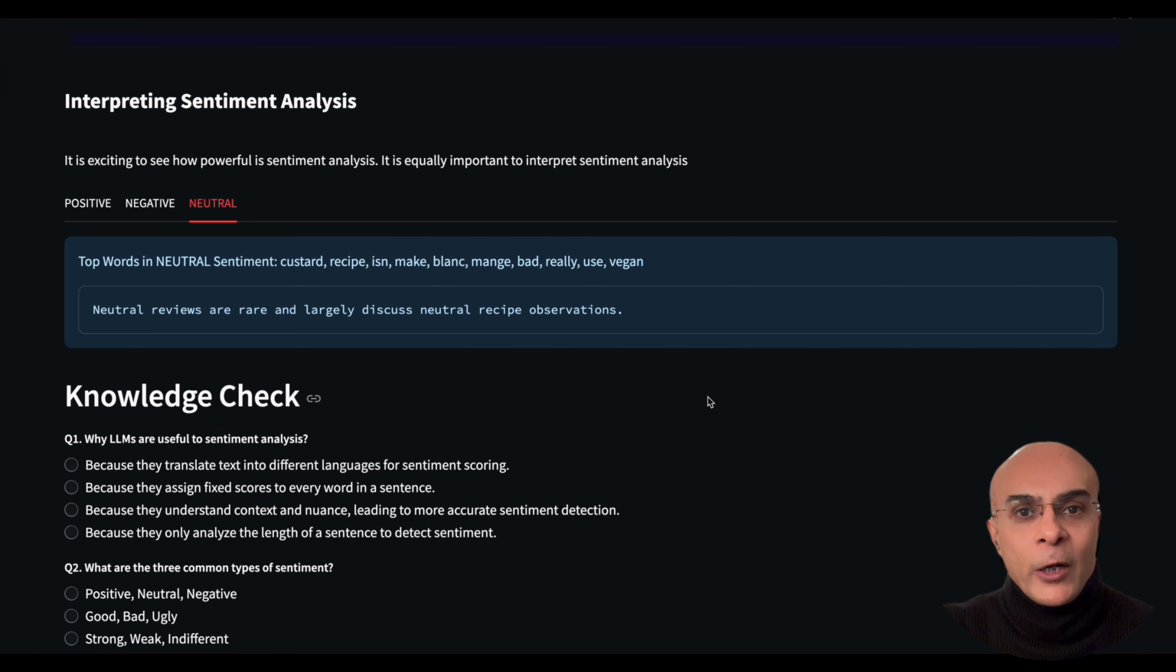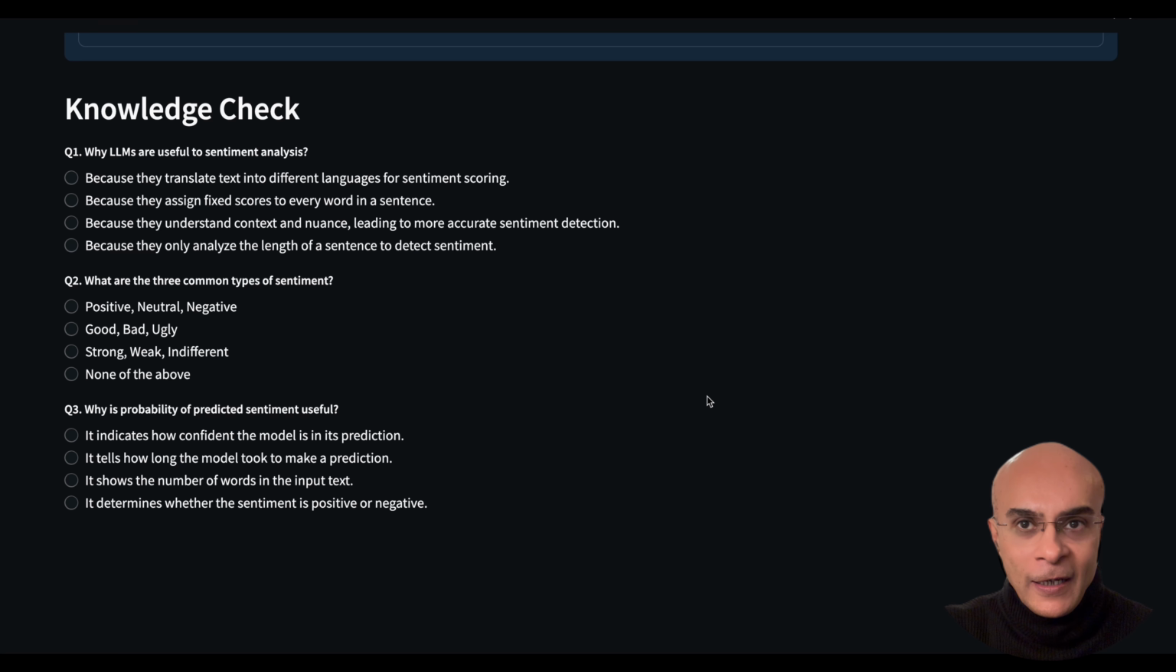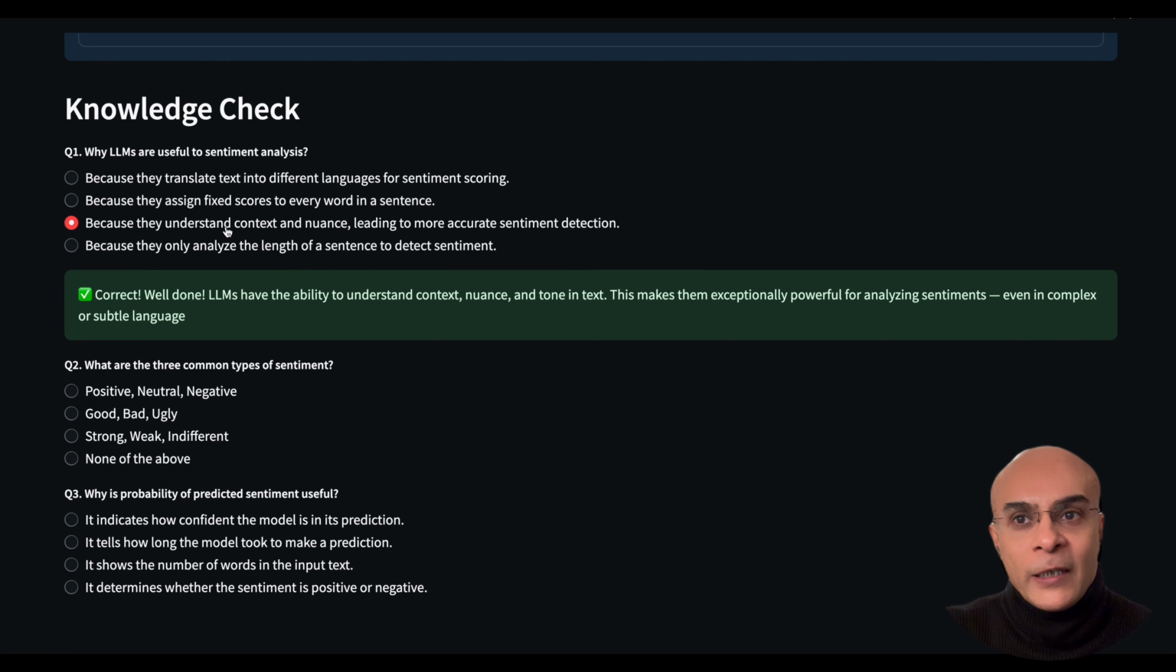Now let's also do a quick knowledge check just to see if you understand this process of sentiment analysis. So the first question coming your way is, why are large language models useful for sentiment analysis? And I'll give you 1 second to think about it. All right, 1 second is done. And the answer is because large language models are very powerful, they can understand the context and the nuance which is hidden in customer reviews, which makes them perfectly suitable for sentiment analysis.